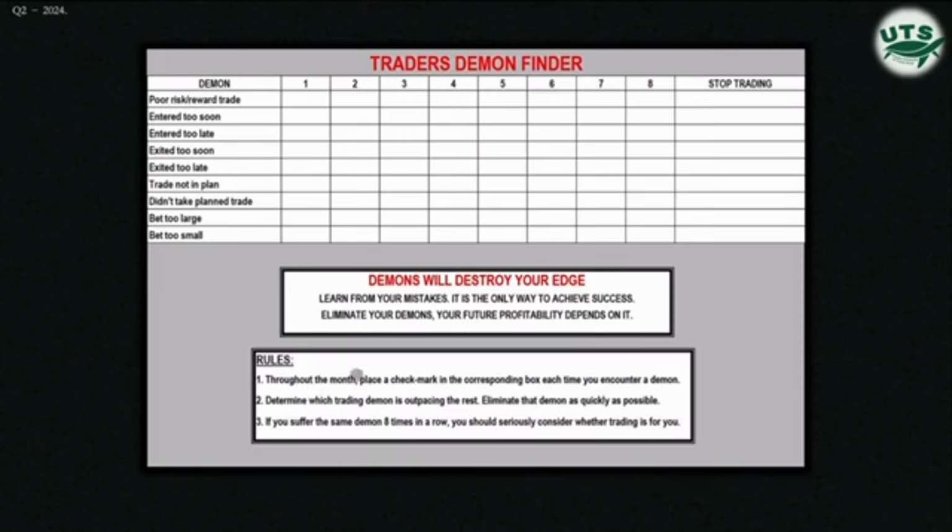Throughout the month, place a check mark in the corresponding box each time you encounter a demon. I say a week, not a month. Determine which trading demon is outpacing the rest. Eliminate that demon as quickly as possible. So I'm suspecting most of you have this one.